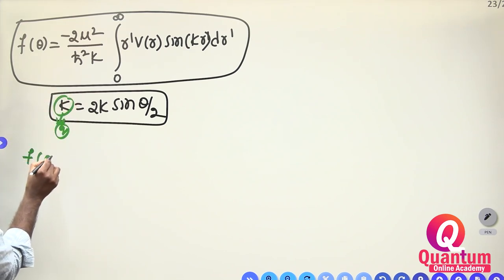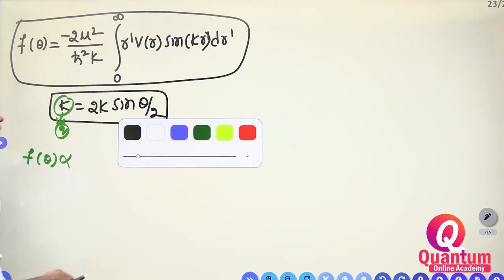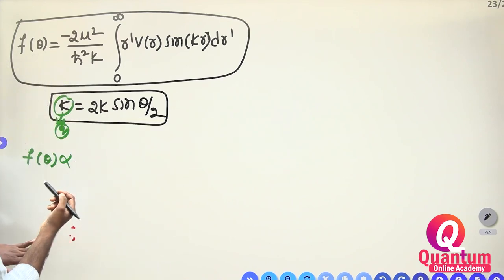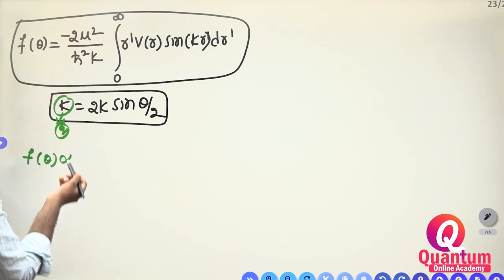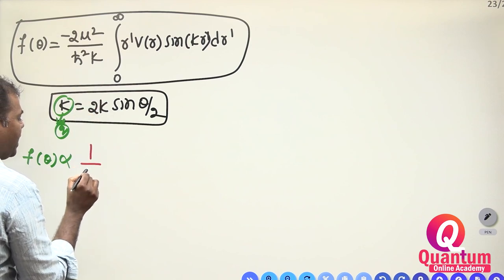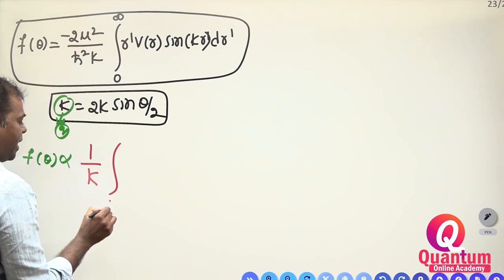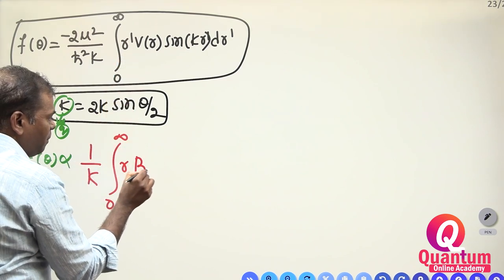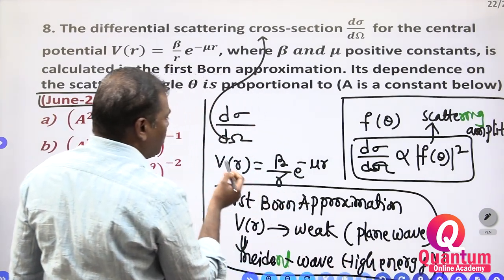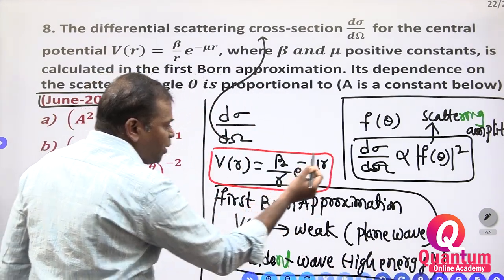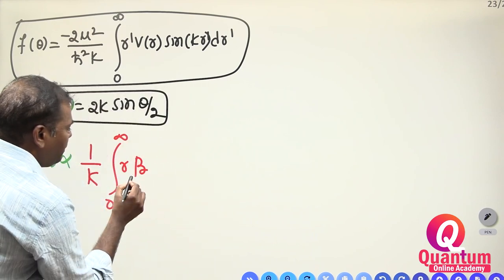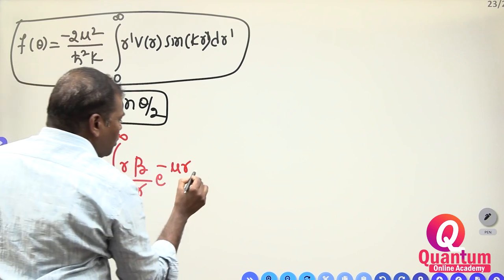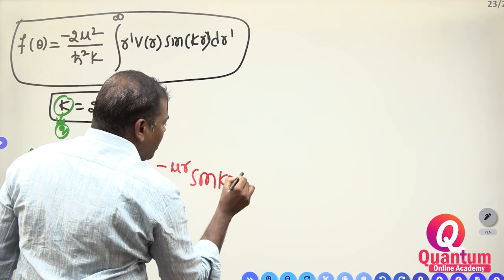f of theta is directly proportional to 1 by k, the propagation constant, integral 0 to infinity r into V of r. What is the value? V of r is equal to beta by r into e to the power of minus mu r. So beta by r into e to the power of minus mu r into sin kr into dr.